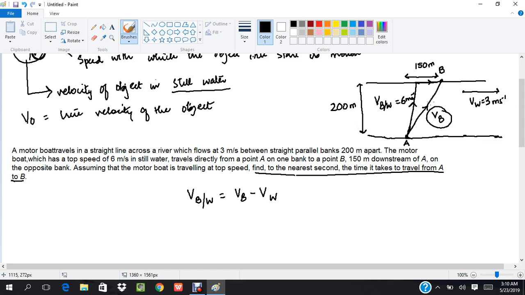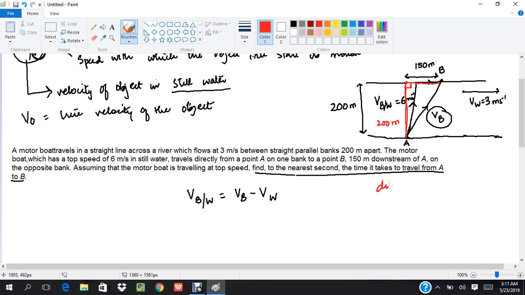So let's do one thing first. Let's find the distance between A and B. So how can we do this? We know that these two banks are 200 meters apart. So if I draw a straight line from A to the opposite bank, obviously this is also going to be 200 meters. And we know that point B is 150 meters downstream of point A. So this distance from here up till this point is 150 meters. This gives us a right angle triangle. And therefore, by using Pythagoras' theorem, we can find the distance AB.